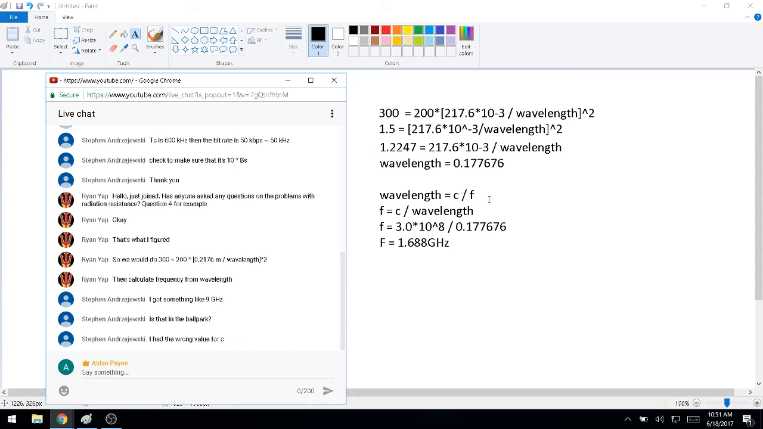Yep, wrong value for C. Yep, that'll do it. Make sure I have the right value for C, but that would explain the different number.